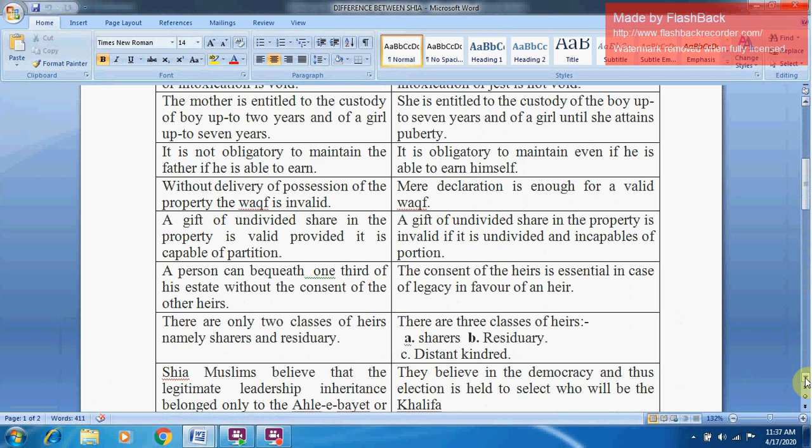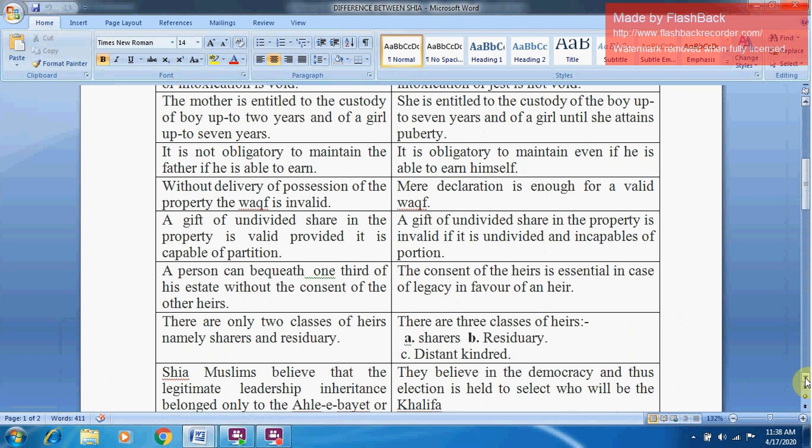In Shia law, without delivery of possession of the property, the waqf is valid. In Sunni law, mere declaration is enough for a valid waqf. In Shia law, a gift of an undivided share in the property is valid provided it is capable of partition. In Sunni law, a gift of an undivided share in the property is invalid if it is undivided and incapable of partition. In Shia law, a person can bequeath one third of his estate without the consent of the other heirs. In Sunni law, the consent of the heirs is essential in case of a legacy in favor of an heir.